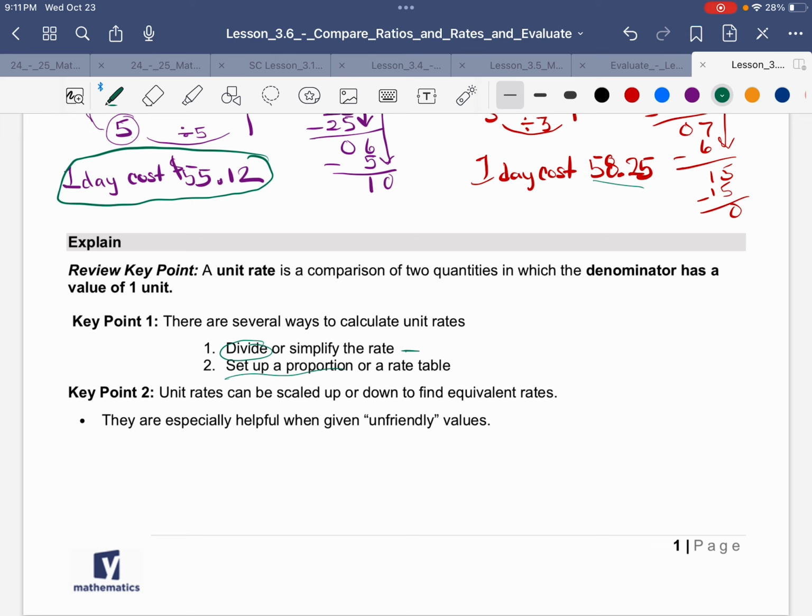Unit rates can be scaled up or down to find equivalent rates. They are especially helpful when given unfriendly values, so they're really good when you want to fill in those tables. If you find the unit rate, it's really easy to multiply that 1 times whatever number you're looking for. So if I find out the cost of 1 day, it's really easy for me to find out the cost of 5 days because I just multiply by 5, right? Or if it's 10 or 15 or whatever. But I know that unit rate, so it's easy for me to find that next number. Let's keep moving.